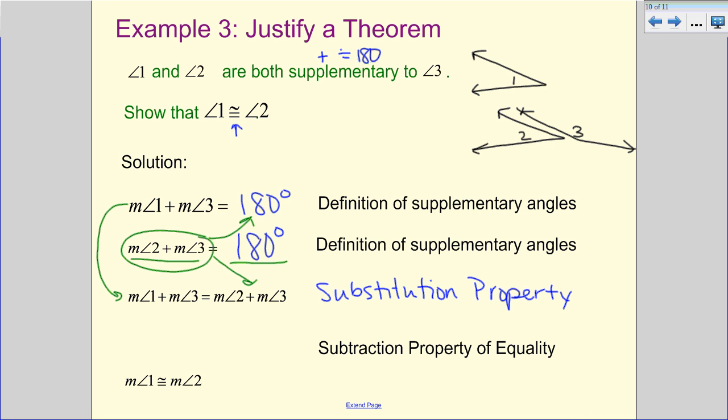We then say, okay, remember, if I subtract the same thing from each side, so if I subtract the measure of angle 3 from each side, that's our subtraction property of equality. And what that leaves me with is the measure of angle 1 equaling the measure of angle 2. Well, if two angles are equal, that means they're congruent, and that's our definition of congruent angles.